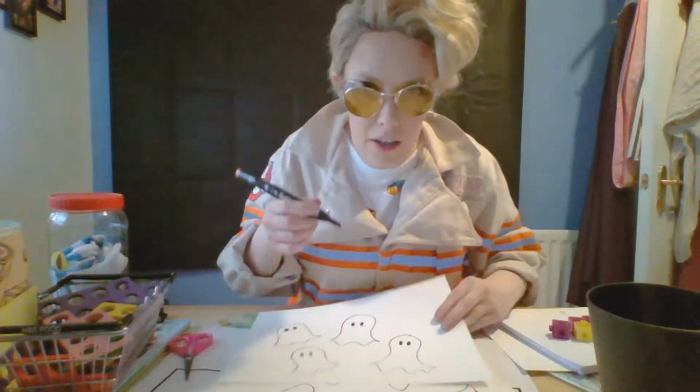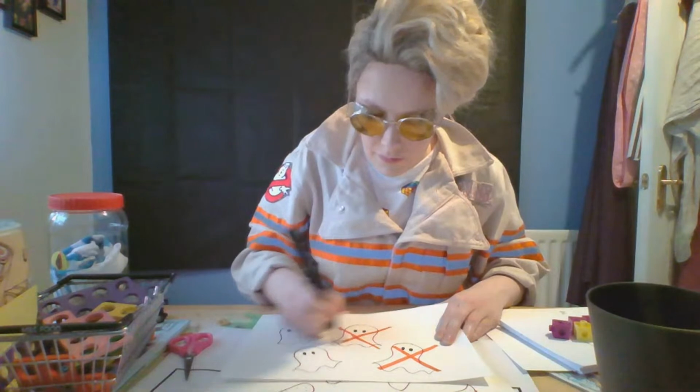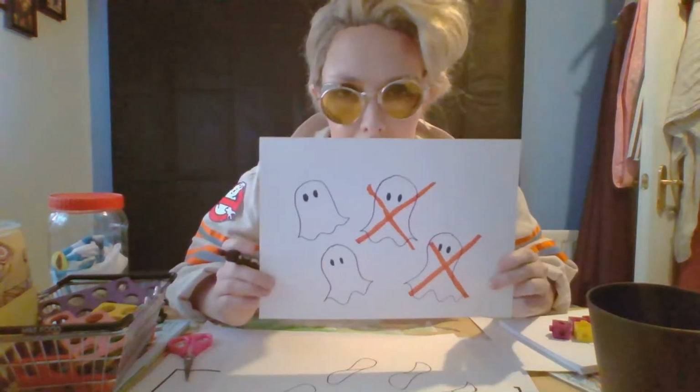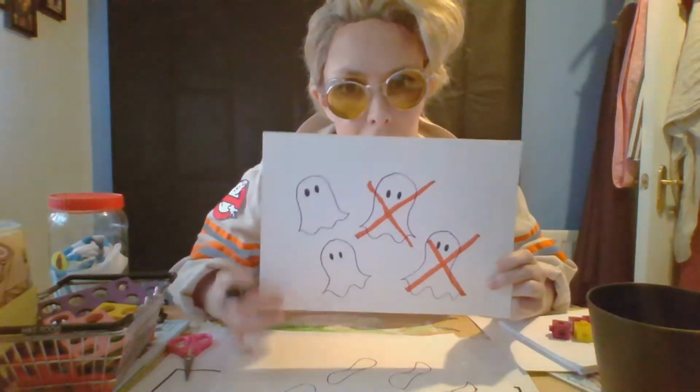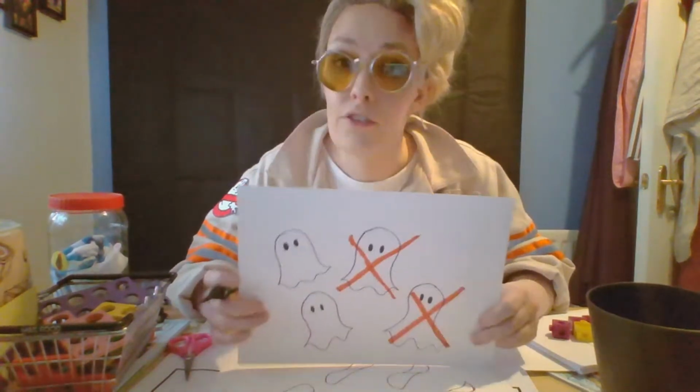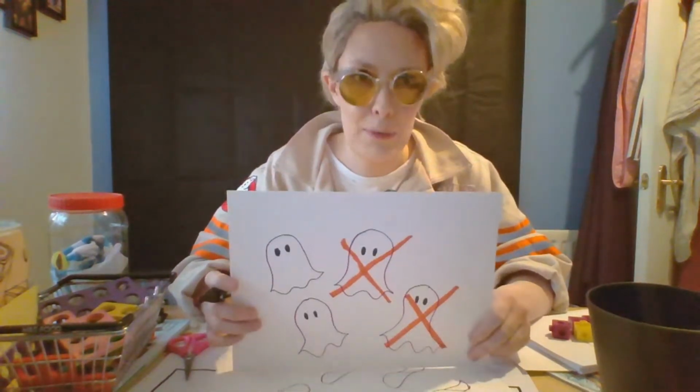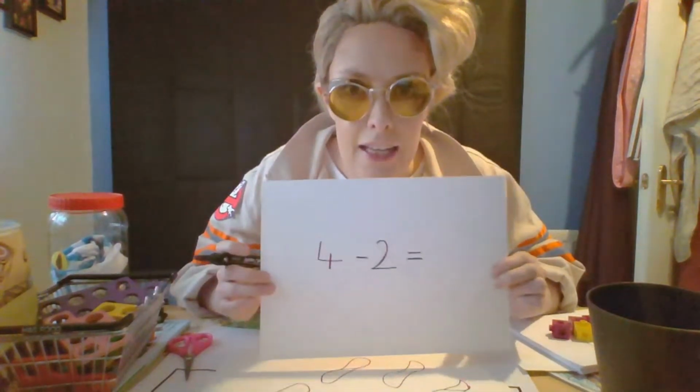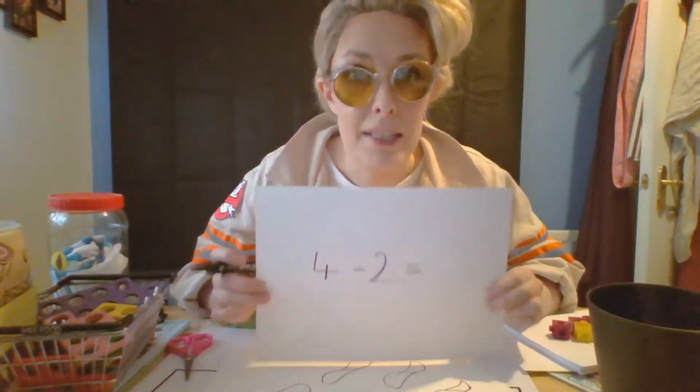So we're going to get rid of 2. 1, 2. No ghosts. Okay, and how many ghosts have I got left? I have got 2 ghosts left. Okay, so 4 take away 2 is 2. And I know that's super easy. That's fine. That's not what we're after. We're after consistency and good number sentence work.